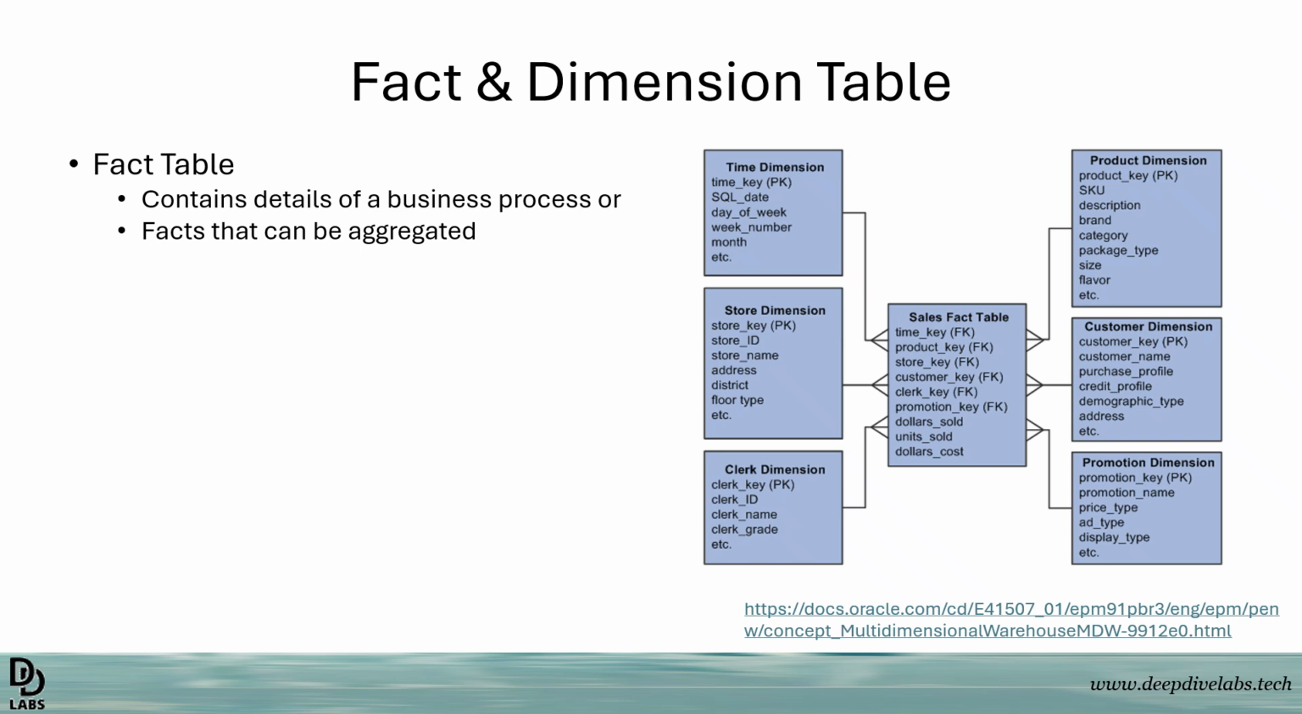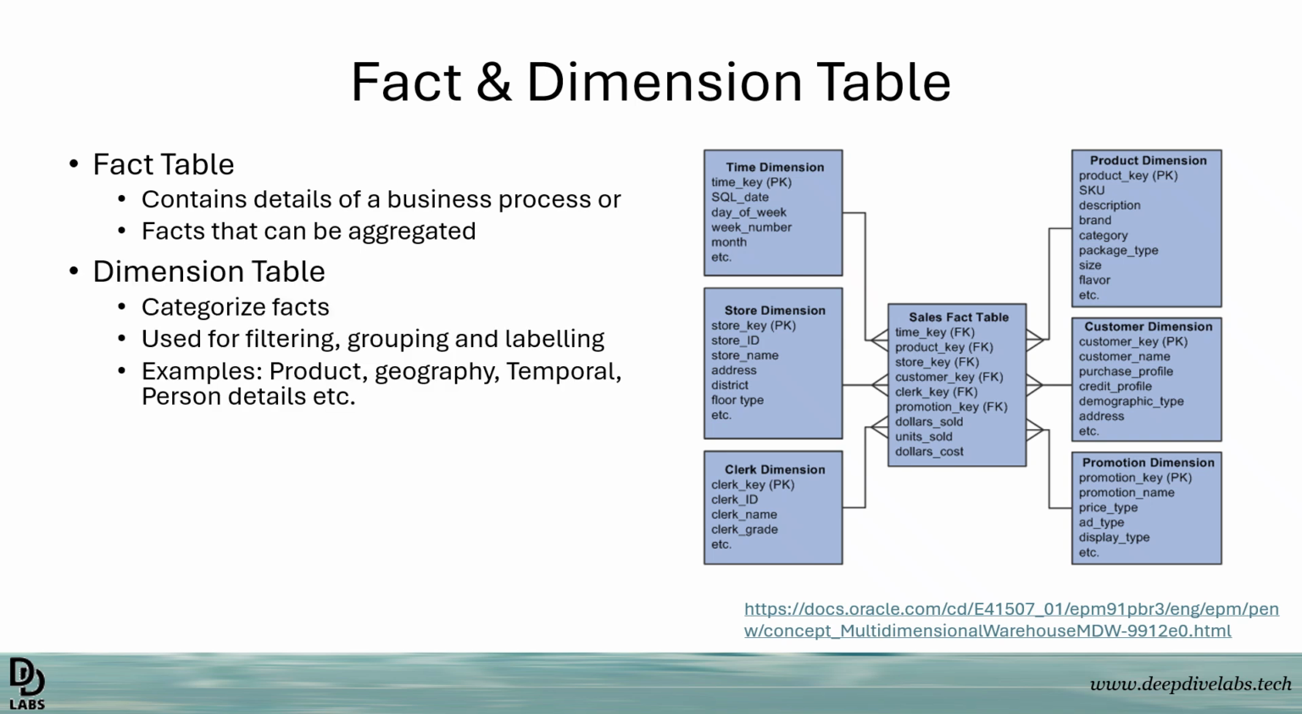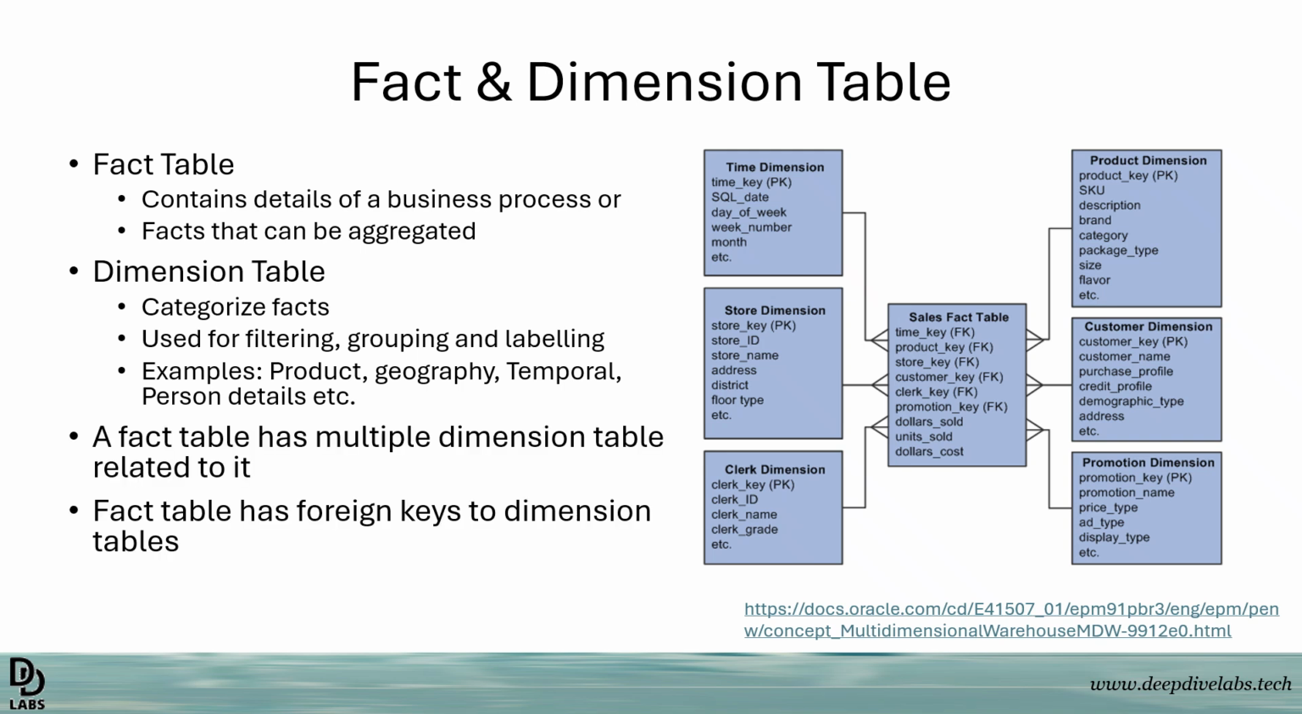A fact table has to be associated with a dimension table. A dimension table stores all of the dimensional data. They categorize the facts. Typically a dimension table is used for filtering, grouping, or labeling of your facts. As we can see here, your product dimension, your geographical dimension, or your person details like your clerk here, the person who sold a particular product. So a fact table has multiple dimension tables associated with it.